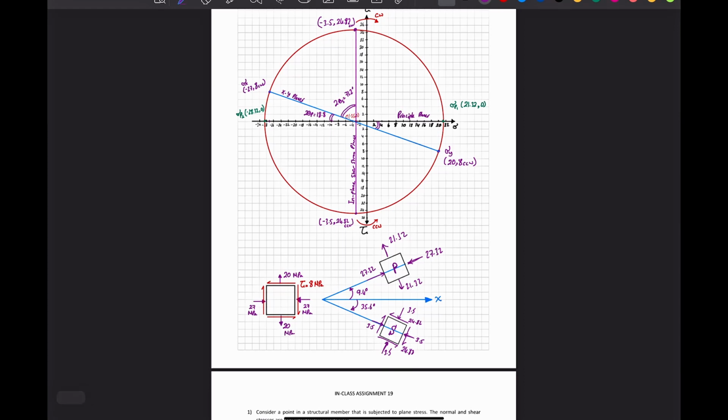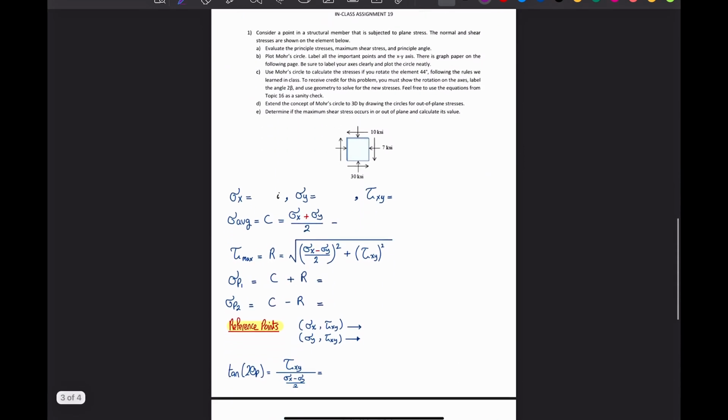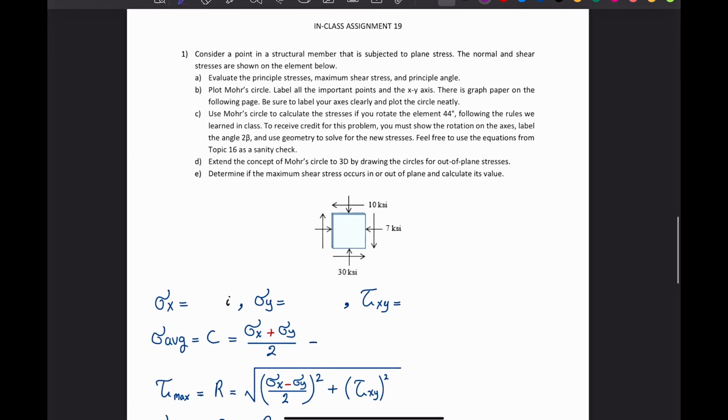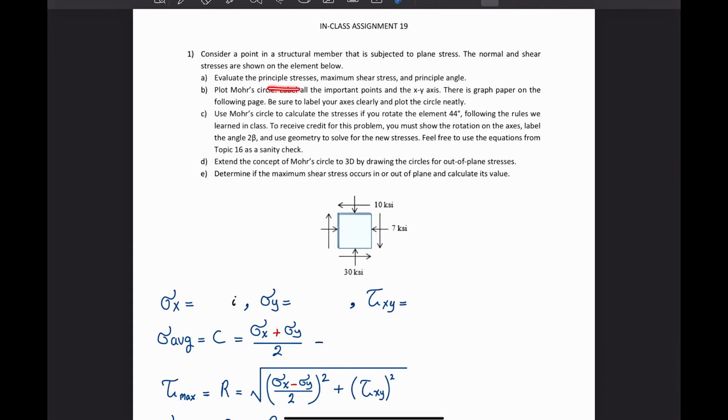Okay? Second problem. In the second problem, I'm asked to evaluate the principal stresses, maximum shear stress, and the principal angle, which is what we did in the first problem. The second thing is to plot the Mohr circle and be sure to label your axes clearly and plot the circle neatly. So it's basically just drawing the circle. The third thing is to use the Mohr circle to calculate the stresses if you rotate the element by 44 degrees.